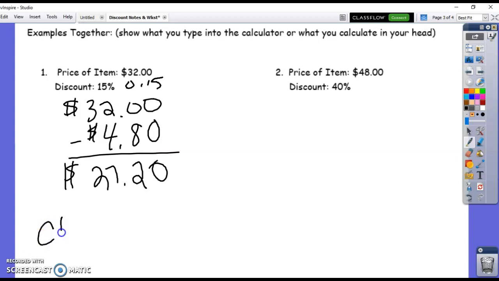So to check, and you don't have to write this part. This is just the part you can do. You don't have to write it down. I'm going to take my $32 and I'm going to multiply it. This is my discount out of 100%. So if my discount is 15%, I have to take 100 minus 15 and I get 85. So I need to take this times 0.85.